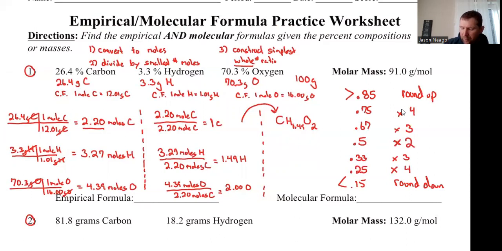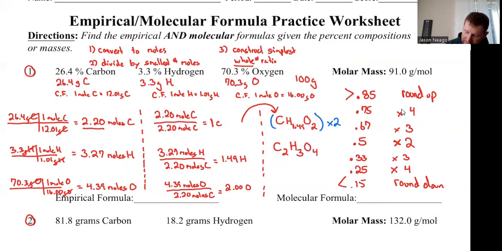non-whole number. Well, 1.49 is almost the same thing as 1.5. So what am I going to do? Well, I'm going to multiply this entire formula by 2. So what that gives me is now I have 2 carbons, so I have C2. And now I have 2 times 1.49 or 1.5. So 2 times 1.5 gives me 3. And now I have 2 times 2, which is going to give me 4.